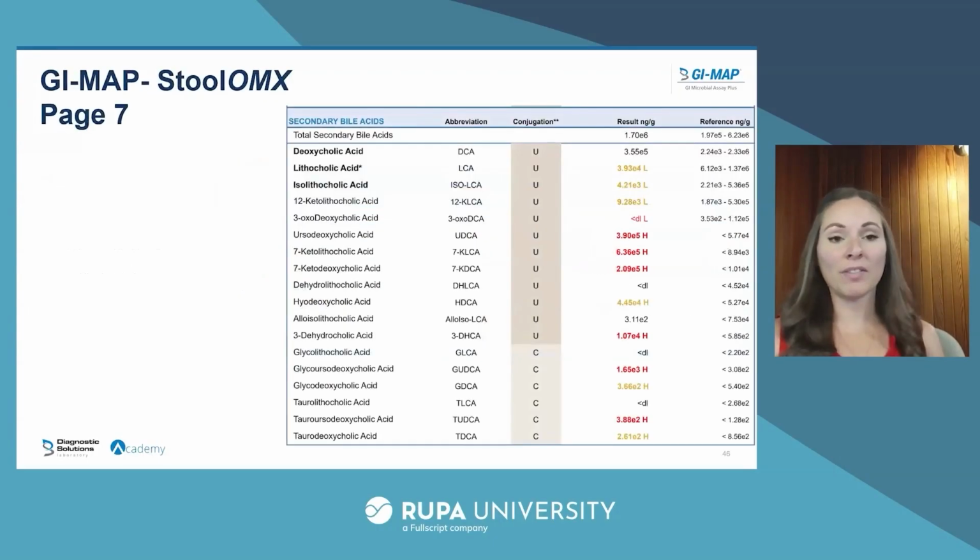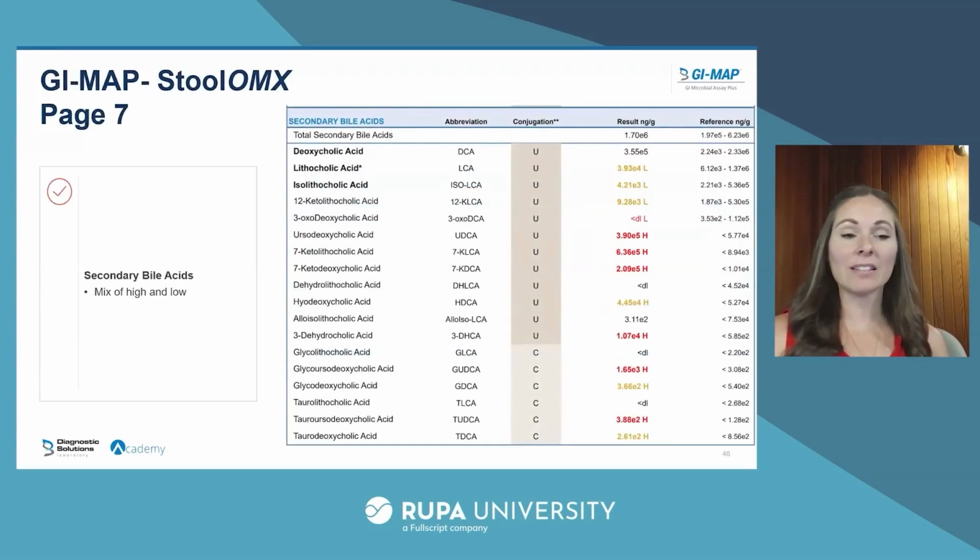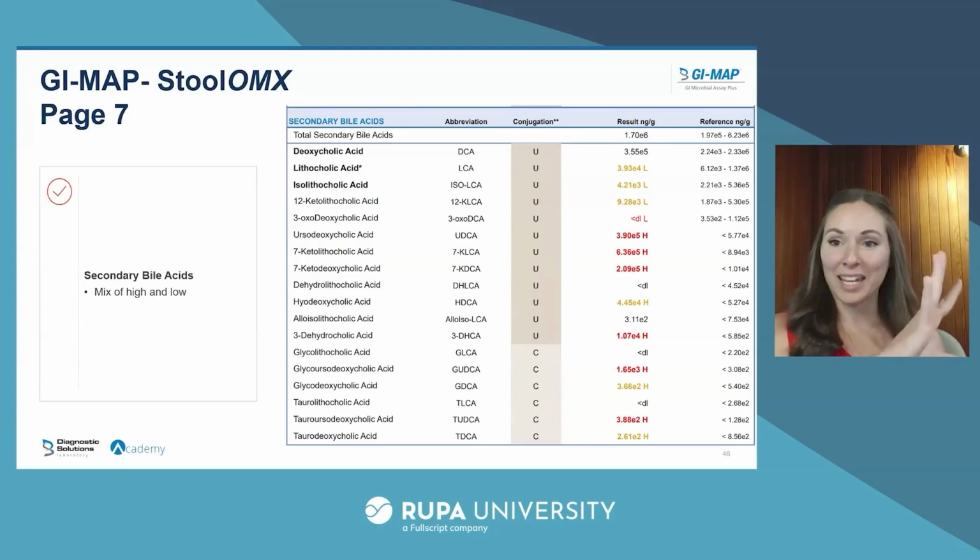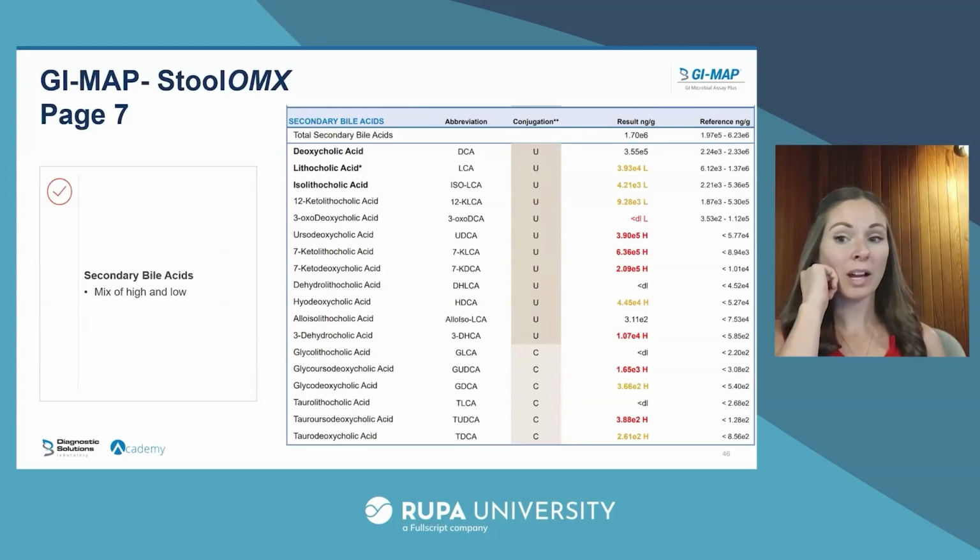And this is the bottom half of that page. This is our secondary bile acids. And you can see we've got a mix of high and low, but the general trend here is low. And again, we get that from the summary page, but I do want to highlight a few things. The few that are elevated can be reflective of those imbalances in the microbiome that push some of these conversions, and that's potentially why we're seeing some of them high.